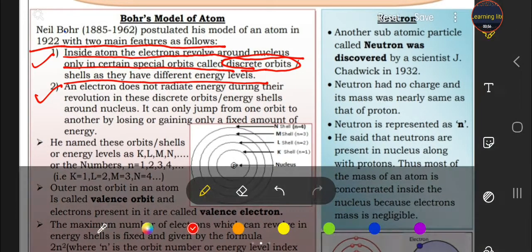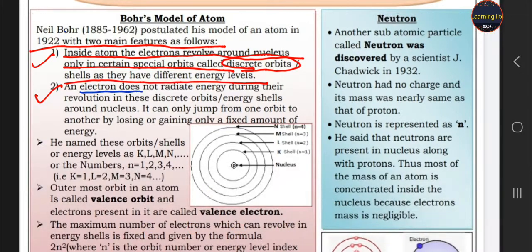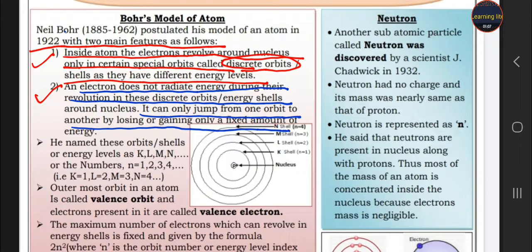Secondly, the electron does not radiate energy during its revolution in these discrete orbits. It can only jump from one orbit to another by losing or gaining energy. So by giving these two main features, Niels Bohr explained the motion of the electron around the nucleus and was also able to overcome the Rutherford model's drawbacks.